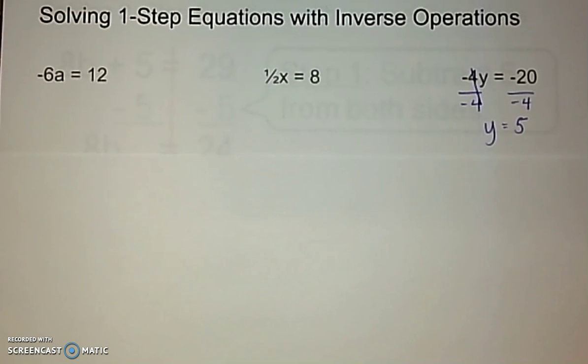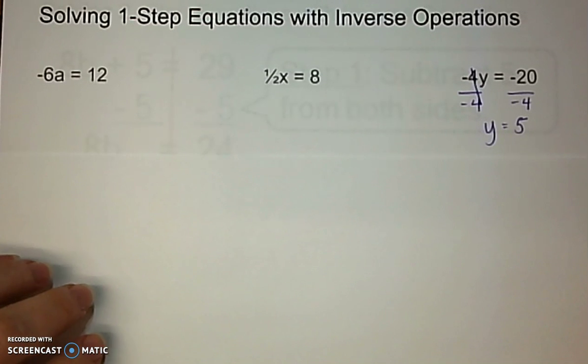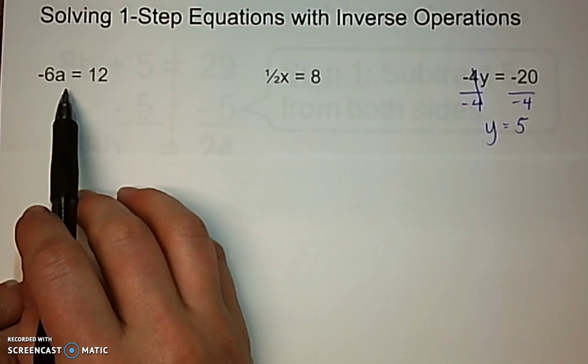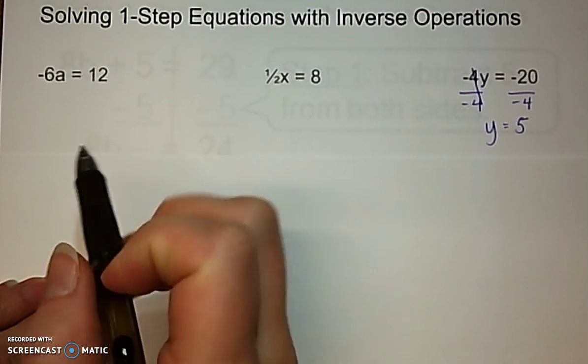Alrighty. So our next one is going to be one-step equations with inverse operations, and that first page was adding and subtracting, and these ones have multiplication and division involved, these equations. So this first one I have -6 times a equals 12. So something times -6 equals a positive 12.